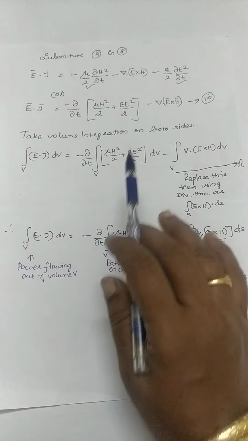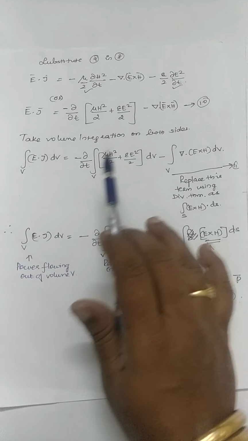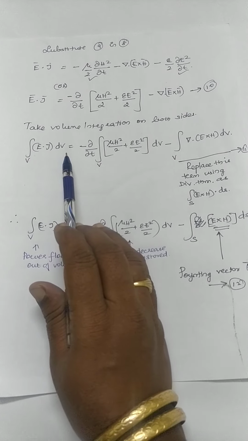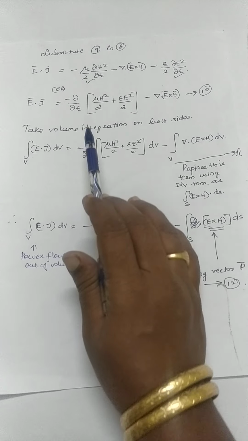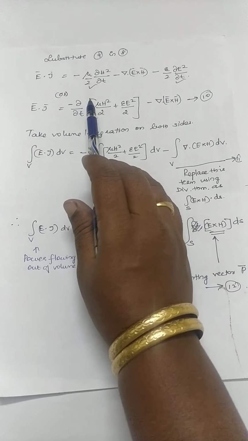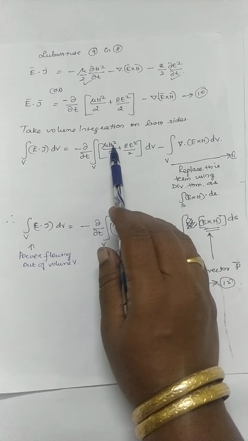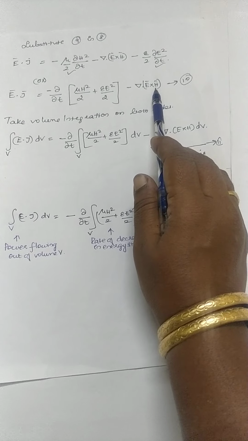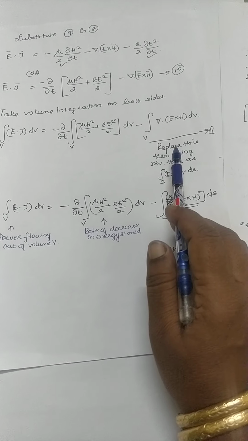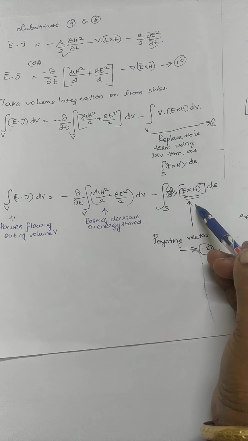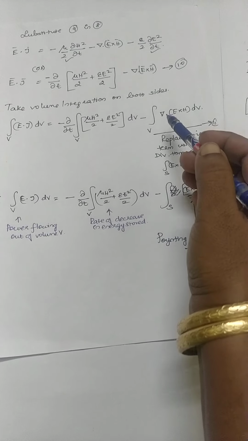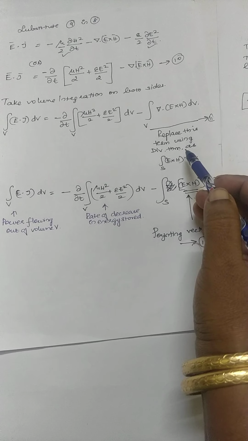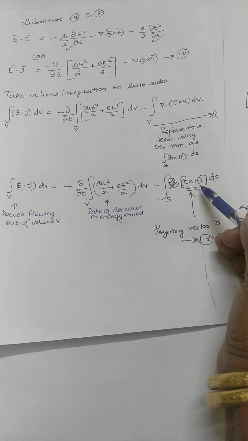Now to complete the analysis, let us take the volume integration on either side. So the equation is modified as the integral of E dot J dV over the volume equals minus dou by dou T of the volume integral of mu H square divided by 2 plus epsilon E square divided by 2 dV, minus the integral of del dot of E cross H dV. I can replace this volume integration with surface integration using the divergence theorem: del dot of E cross H dV can be written as E cross H dS. The volume integral can be replaced in terms of a surface integral using the divergence theorem.